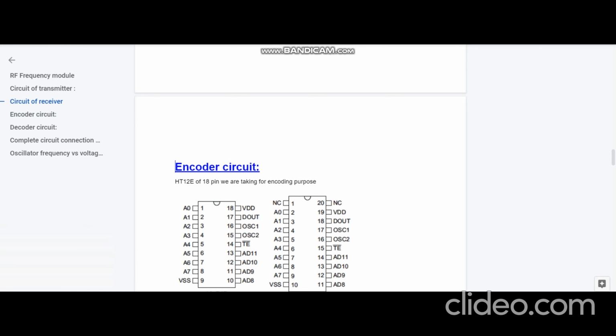A0 to A7 are the input address pins. By using these pins, we can provide a security code for the data. These pins can be connected to VSS or left open. D8 to D11 are the input data pins. These pins can be connected to VSS or left open for sending low and high respectively. DOUT is the serial output pin.